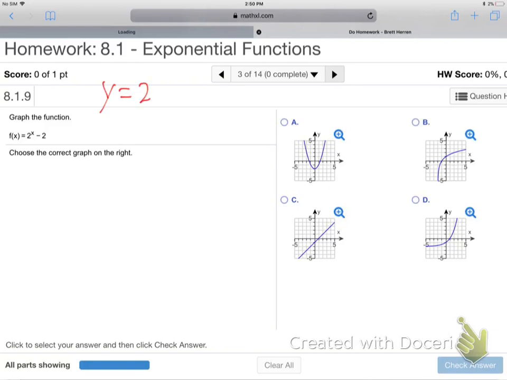So y equals 2 to the x minus 2. Same kind of thing, make an x, y table. Put in 0 and 1 for x. See if you can figure out which one it is. This one's easier.